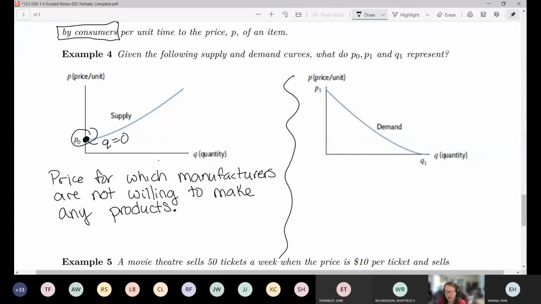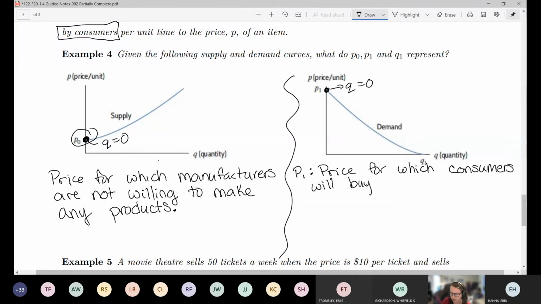Whereas going over to our demand curve now, well, let me look at P sub 1. Well, again, this is technically a P-intercept, so this is going to tell us also that Q equals 0 here as well. But now we're in the context of demand, so it's kind of switching gears a little bit. So this is essentially telling us the price, whatever value this is. So the P sub 1 is telling us the price for which consumers will buy no products. And I'm sure you can phrase that better, but it at least gets the point across.